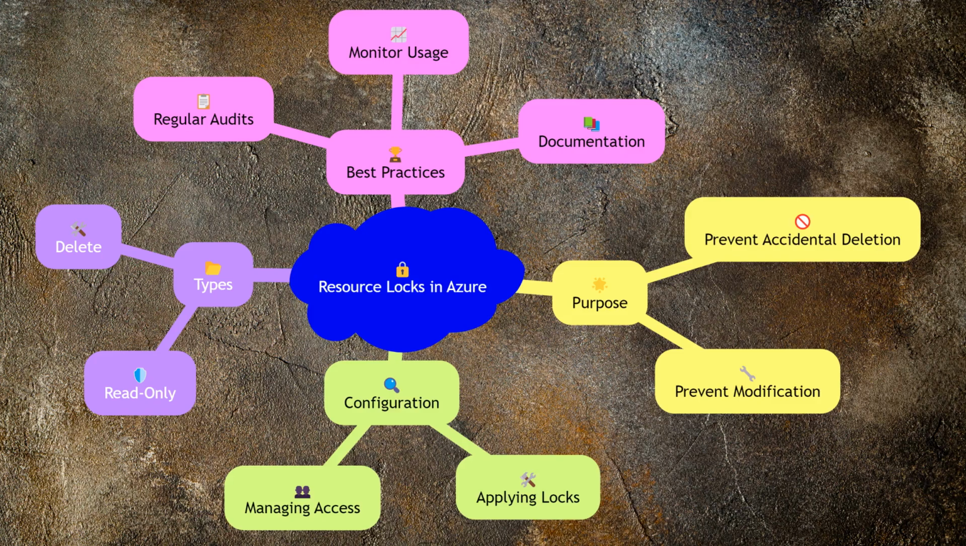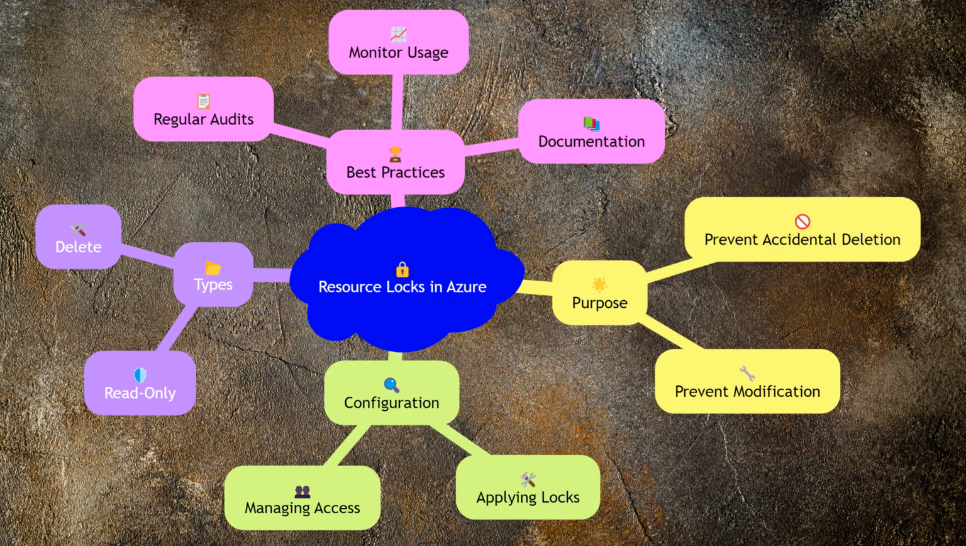Resource locks in Azure are a critical feature for managing and protecting your resources. They help prevent accidental deletion or modification of important resources. By applying a lock, you can ensure that your resources remain secure and stable, even when multiple users have access to your Azure environment. This presentation will delve into the various aspects of configuring resource locks, their types, and best practices for their use.